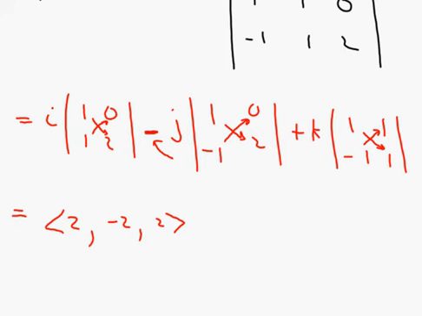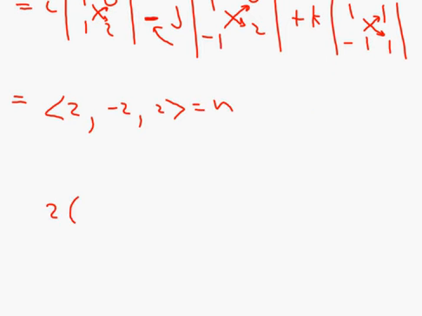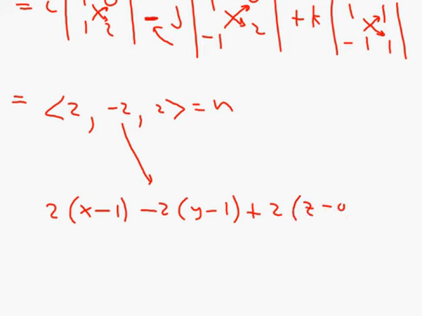You can write your equation of the plane, because this is your normal vector. So it's going to be 2 times (x minus 1) plus 2 times (y minus 1). I'm sorry, not plus 2, but minus 2. So that's negative. Oops, I wrote 2 of them. And then you're going to have 2 times (z minus 0) equals 0.